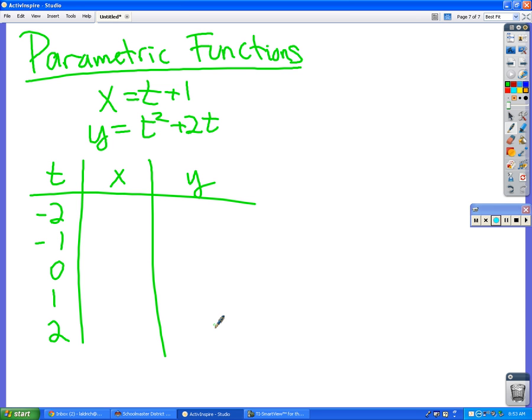But now to figure out what X and Y are, I have to take these T's and plug them into both of these equations. Okay? So let's do the X's first because they're easy. -2 plus 1 is -1.